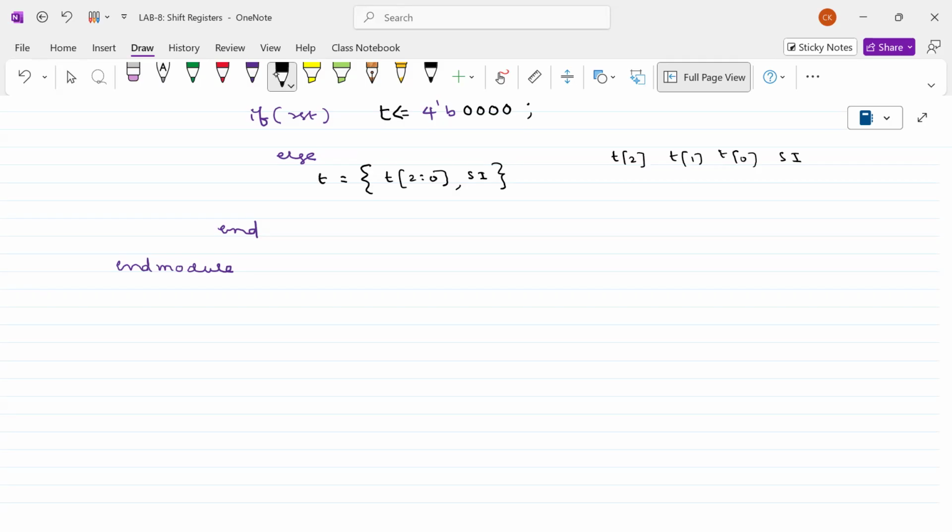So therefore, this is what actually we have to write. But because we have a provision to combine these three things also, we can combine them, not a problem, by using the vector notation. Instead of writing this one, I'm writing here T of 2 down to 0, and serial in. So both are equivalent actually, right? These two are equivalent.